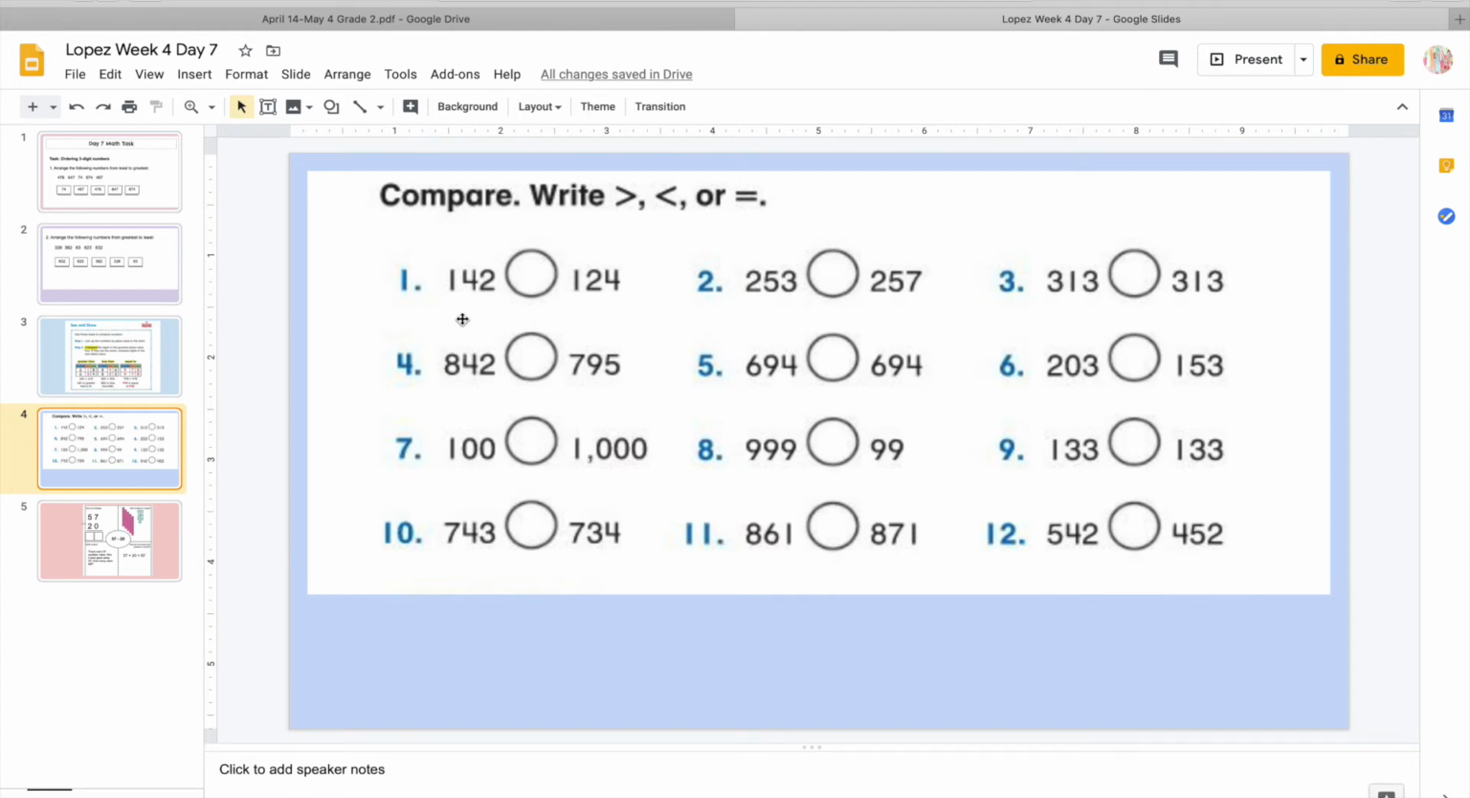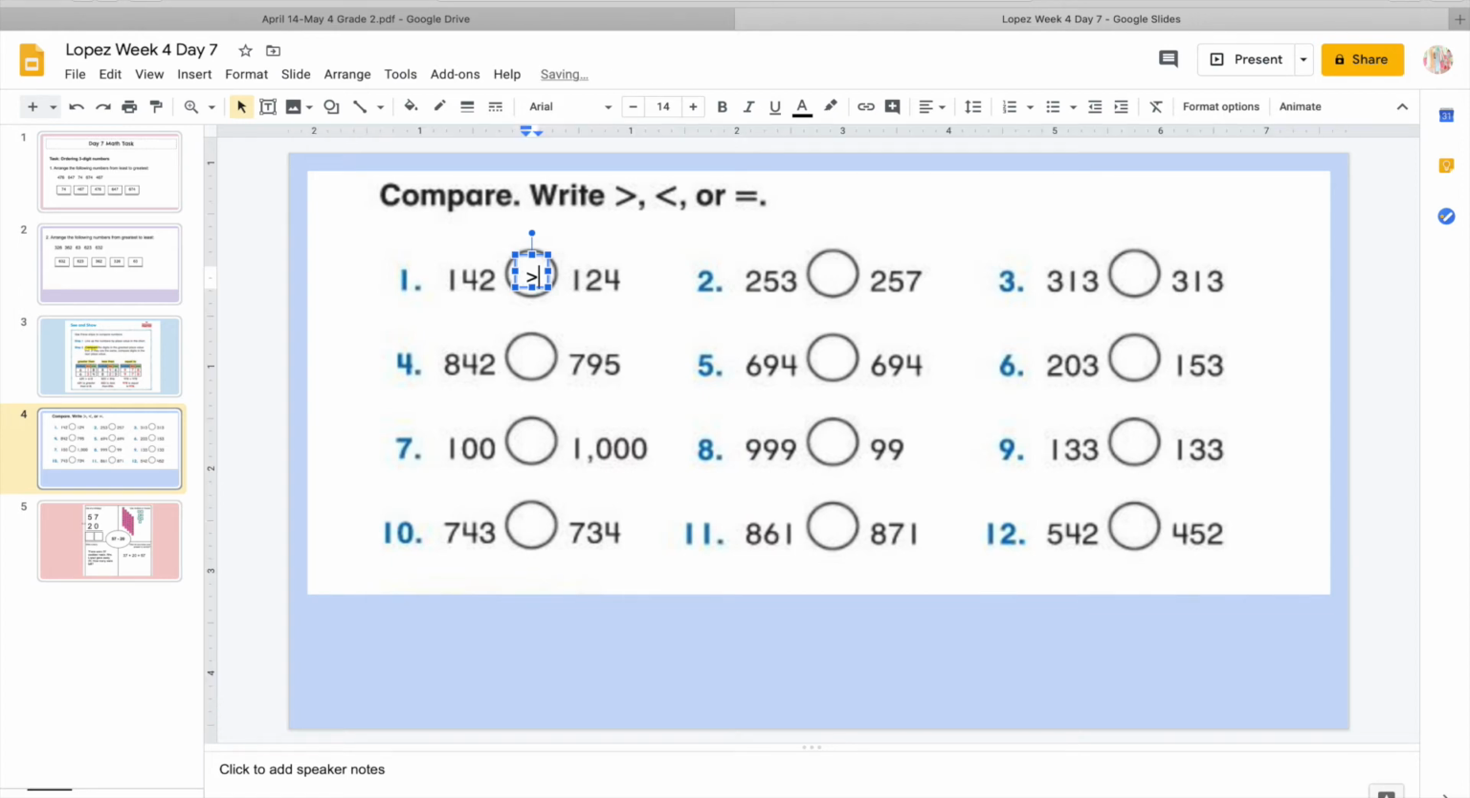So again, we need to move next door to the tens and compare those numbers. So we have a 4 and we have a 2. We know that 4 is greater than 2, so we know 142 is greater than 124. Okay, moving on to number 2, we have 253, and we are comparing that to 257.